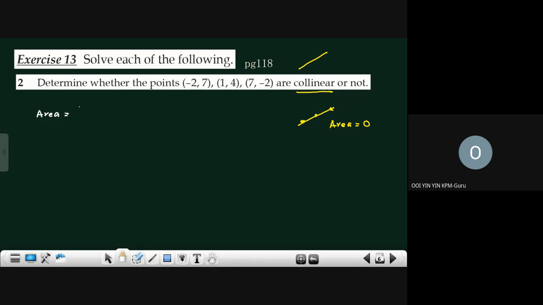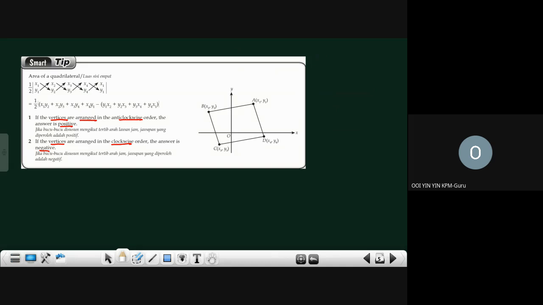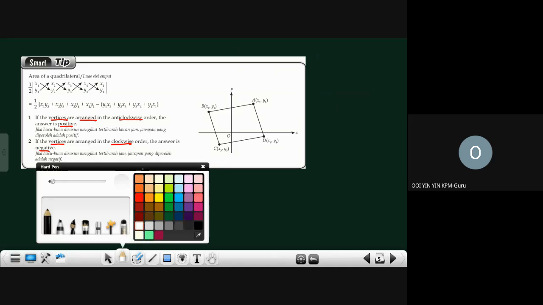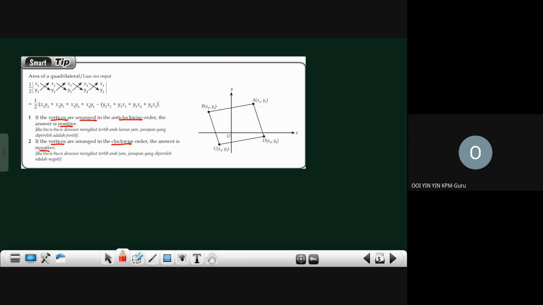So we use our formula just now, 1/2, and then your modulus, -2, 7, 1, 4, 7, -2, and then -2, 7. Oh yeah, one more thing I forgot to tell you. This one, just now I told you how to use this formula.